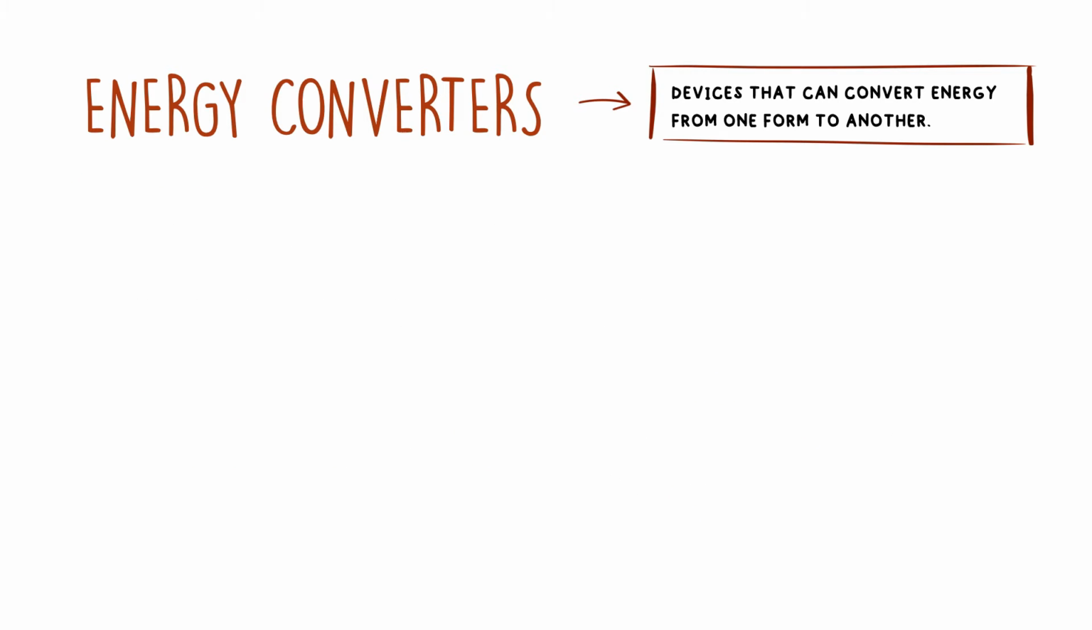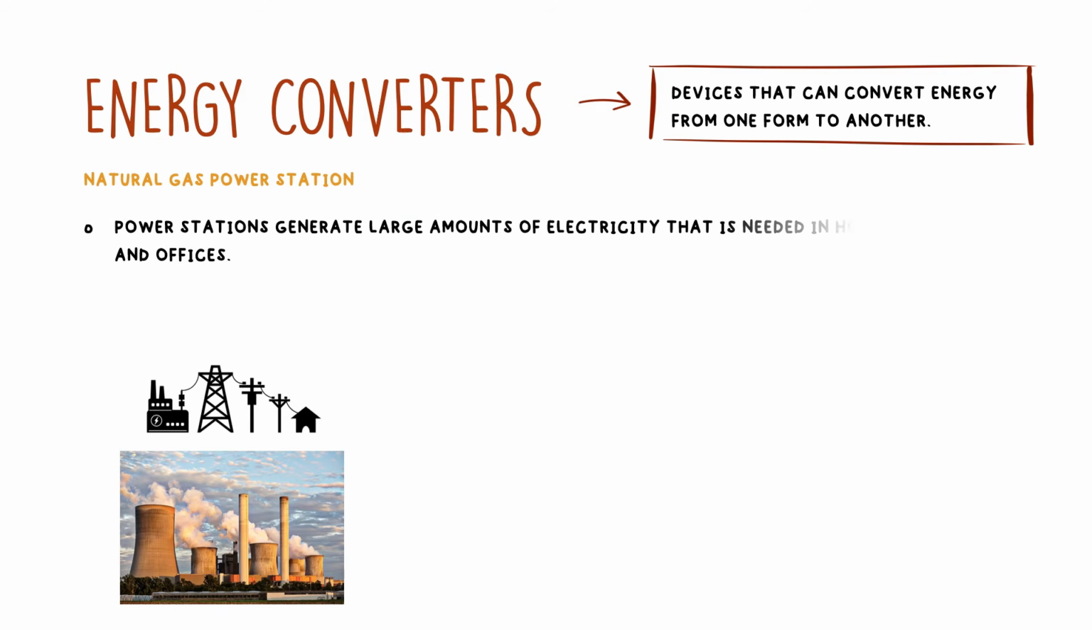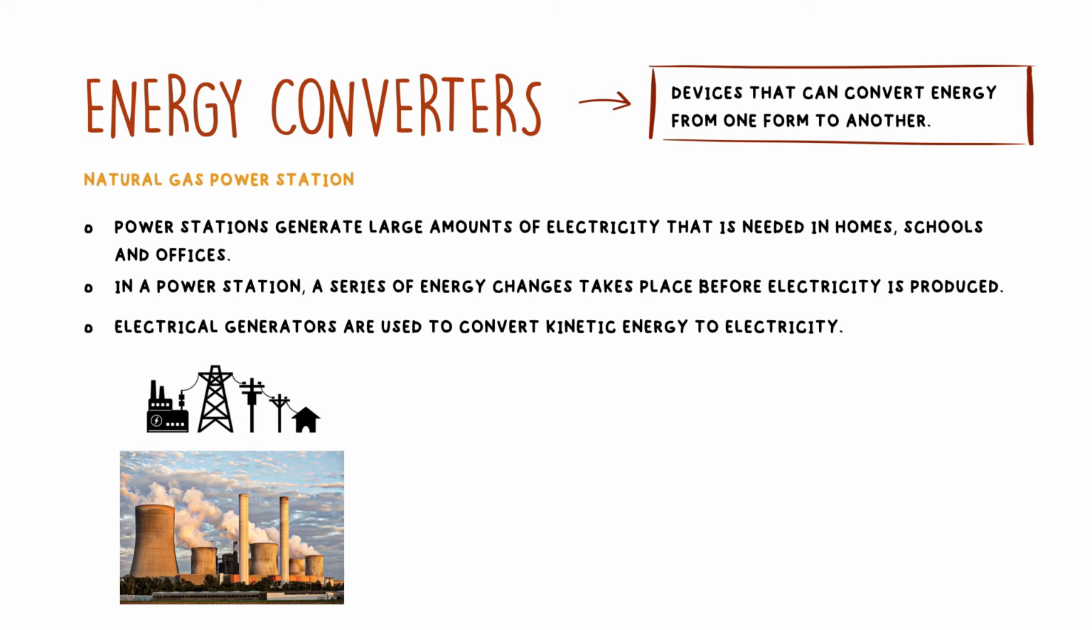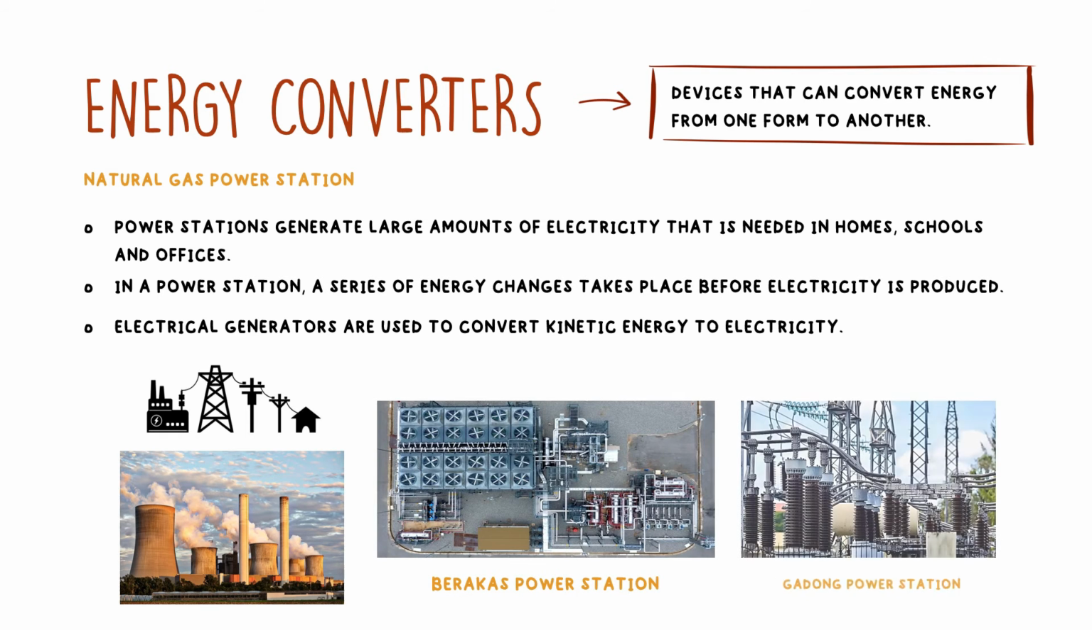Another example of an energy converter is a natural gas power station. Power stations generate large amounts of electricity that is needed in homes, schools, and offices. In a power station, a series of energy changes takes place before electricity is produced. Electrical generators are used to convert kinetic energy to electricity. Barakas Power Station and Gadong Power Station are some of the power stations in Brunei that provide electricity throughout the country.